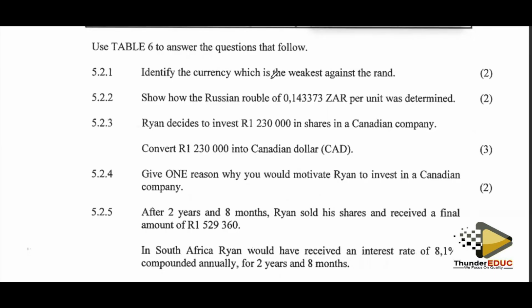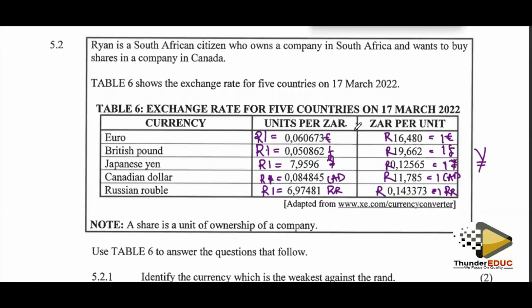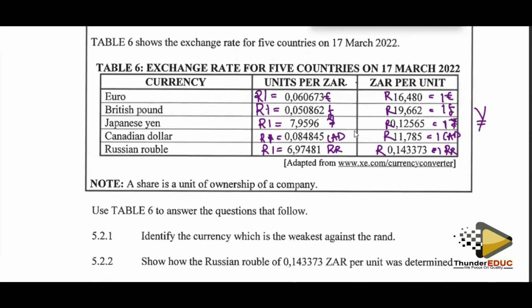Identify the currency which is the weakest against the rand. So how do you tell that? You can just see for only 1 rand, you need 7 yens. You see? So identify the currency which is the weakest. So here we shall say the Japanese yen. You need so much for so little.